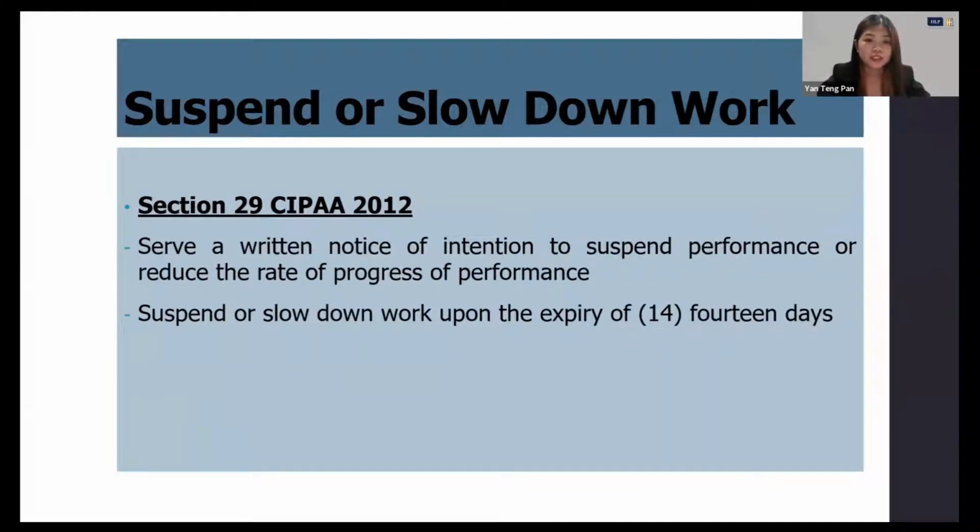Pursuant to Section 29 of CIPAA, the successful party is also entitled to suspend or reduce the progress of work if the unsuccessful party did not pay the adjudicated sum. All the successful party has to do is to serve a written notice to suspend performance or reduce the rate of progress of performance to the other party. The successful party will then have the right to suspend or slow down works upon the expiry of 14 days of service of the notice if there's still no payment from the unsuccessful party.